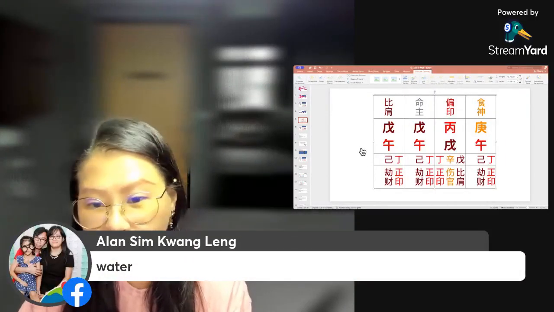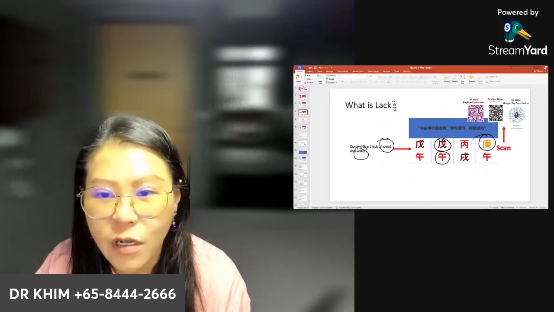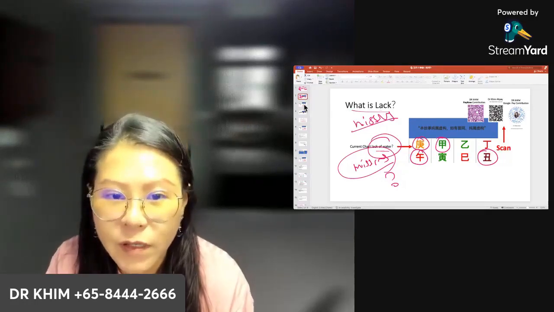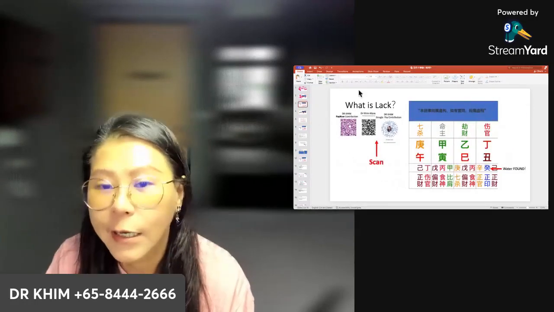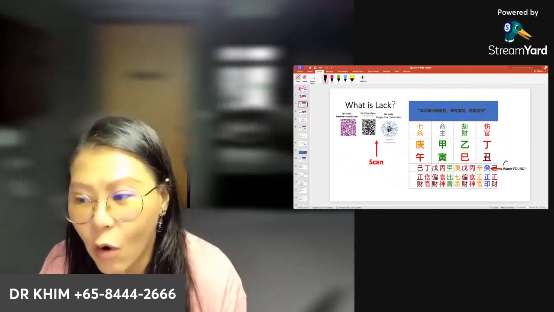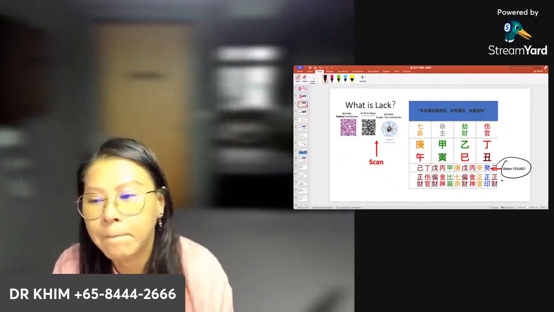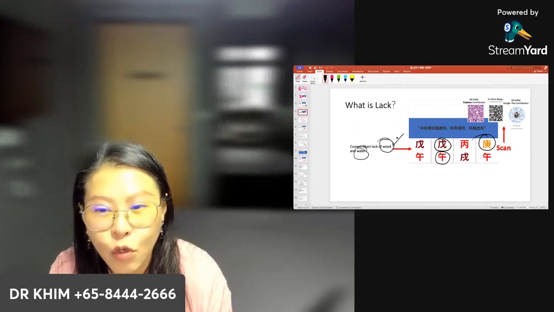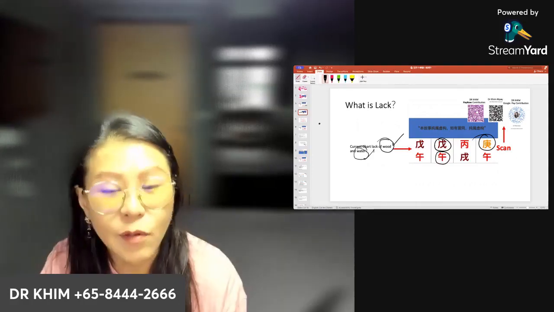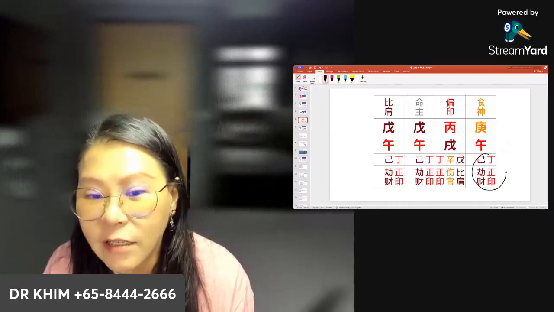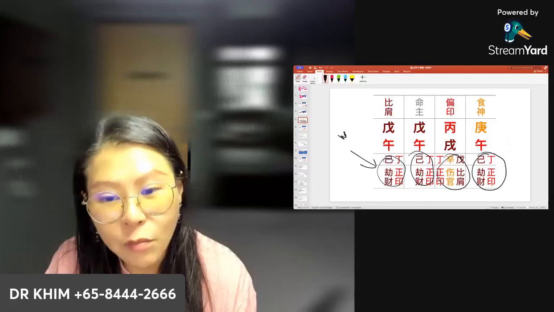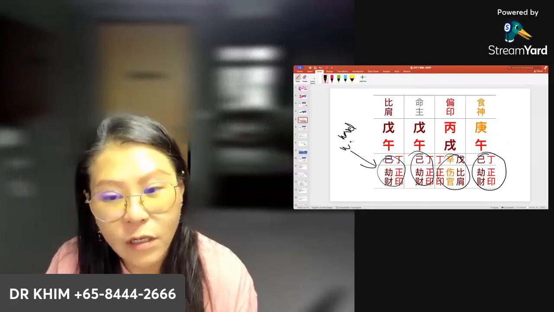Water missing. So if you look at this, teacher, just now this one you taught us already. This example is water missing, but not really missing because the hidden stems hide the water. So there is still water. Then next, come to this. In this, we can see wood is missing and water is missing. So this time you are smart already. You say, okay, look at the hidden stems also. The hidden stems show wood missing, water missing. So, confirm missing.